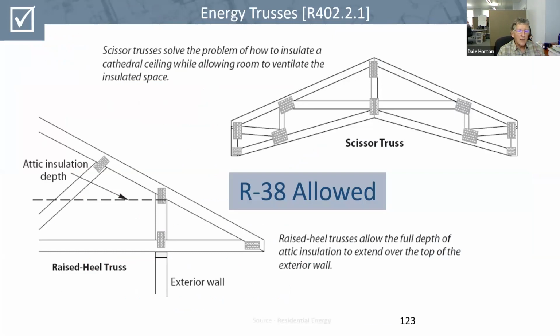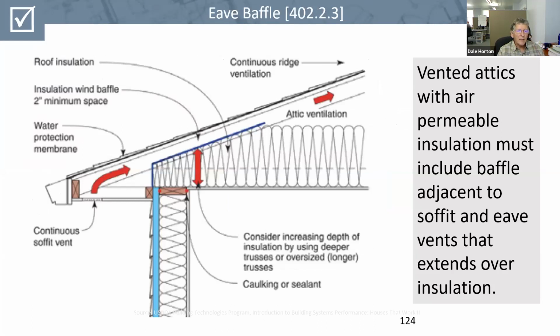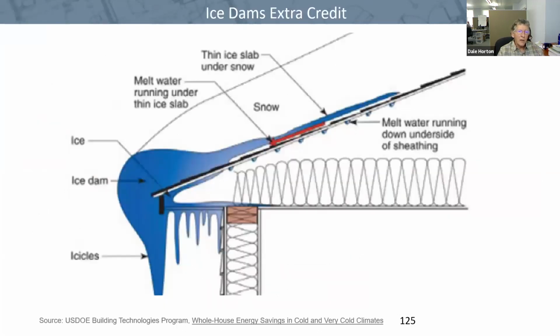So R38 is allowed for ceiling, R49 is the minimum, but R38 is allowed if the depth of the insulation or the total R value is maintained out over the exterior walls. There's a requirement in the code that you have to have an eave baffle if you have air permeable insulation, and this is to allow air to vent through the 2-inch minimum space and into the attic in order to provide ventilation and the removal of any water vapor that might accumulate in the attic. It also is there to try to reduce the temperature on the underside of the sheathing to minimize ice dams.